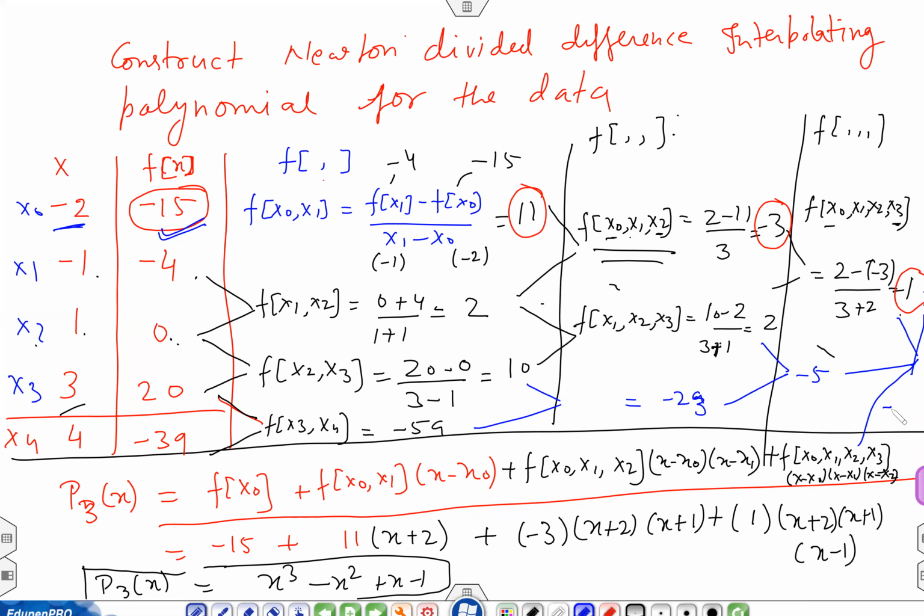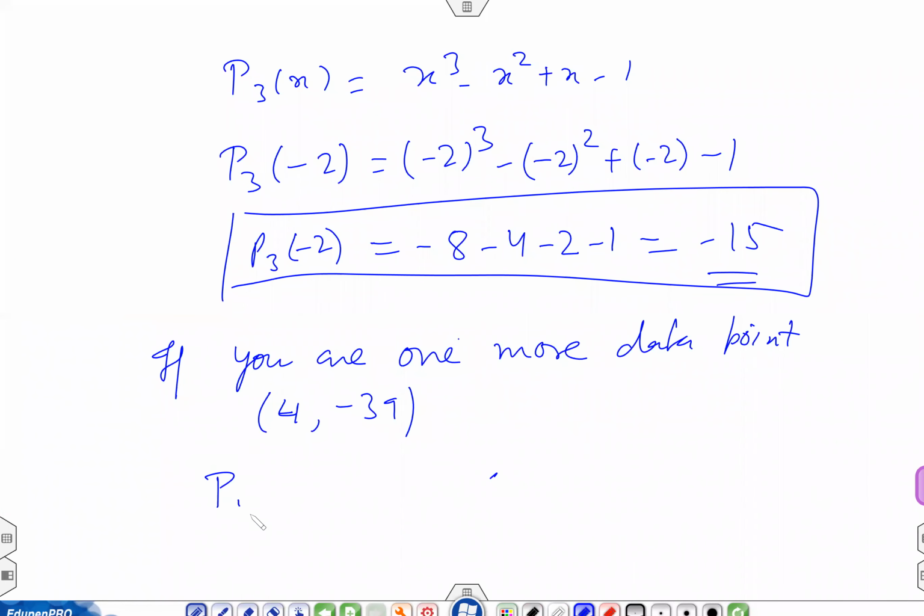So minus 5 plus 1, minus 5 minus 1 it will be. One more table entry would be there, that is minus 5 minus 1 upon 4 plus 2, that is 6. So the next value is coming out to be, in the very last space, I'm writing here, minus 1. So whenever you are adding one more data point, you now have 5 points.